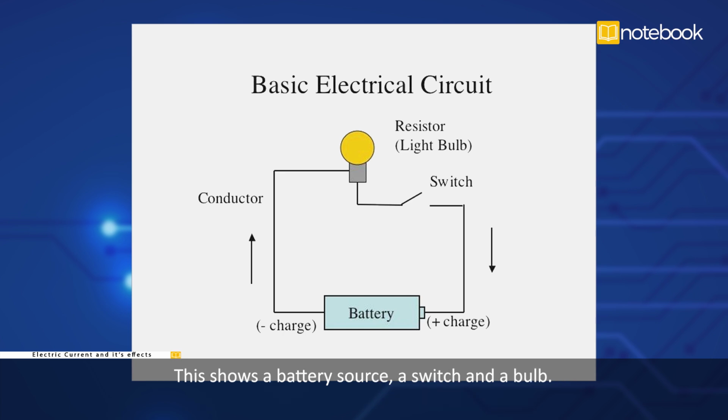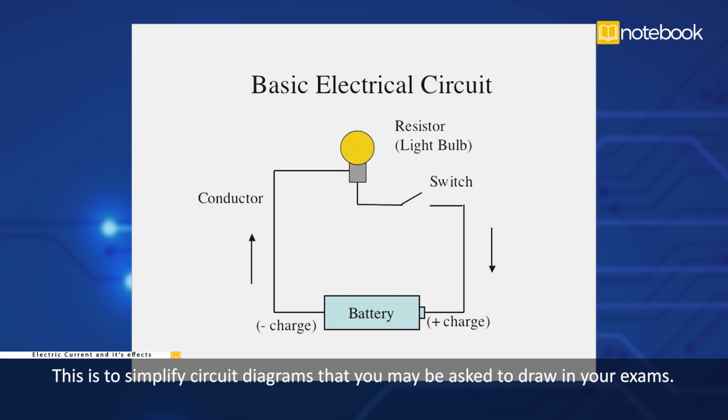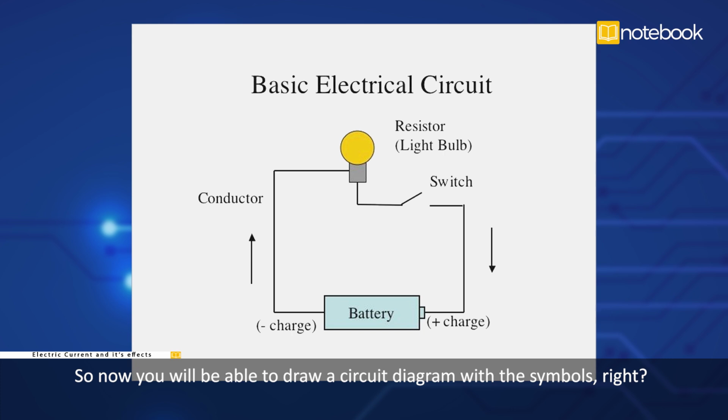This shows a battery source, a switch, and a bulb. The corresponding circuit diagram depicts the same things but in symbols. This is to simplify circuit diagrams that you may be asked to draw in your exams. So now, you will be able to draw a circuit diagram with symbols, right? Make sure you remember all the components.